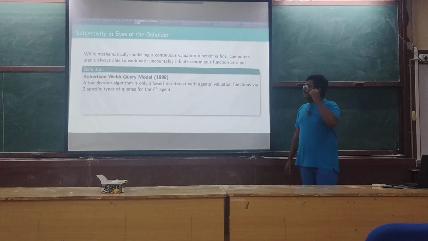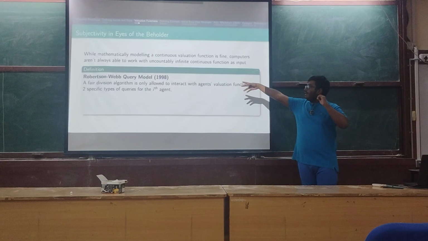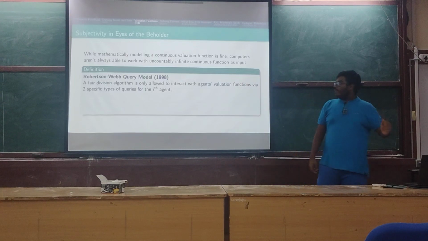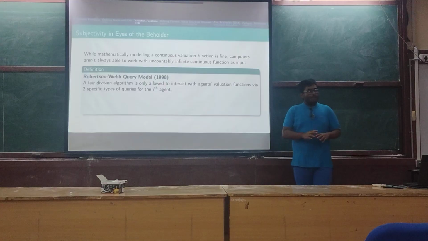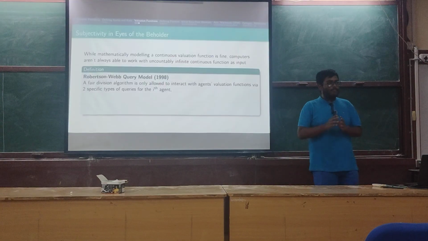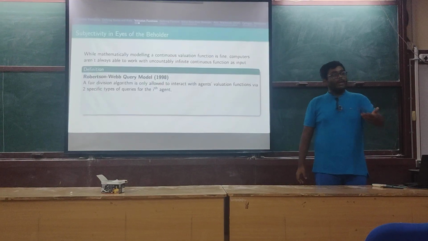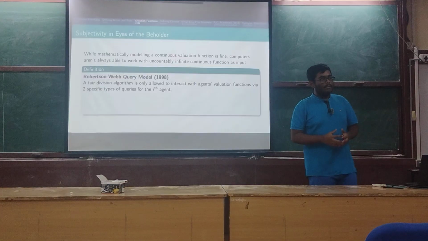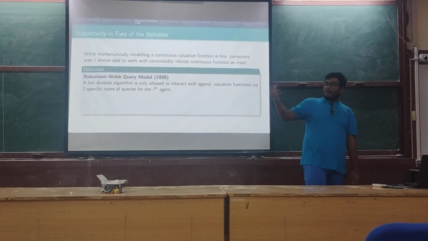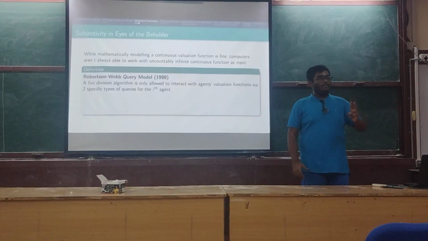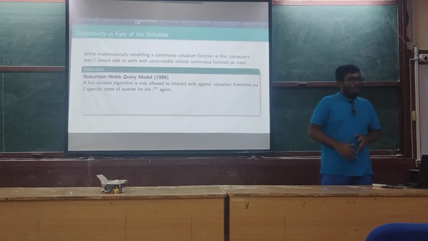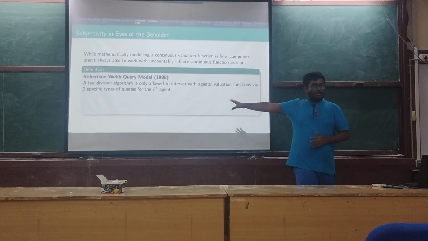So for that reason, Robertson and Webb in 1998 came up with the Robertson-Webb query model, which does not require you to know the people's subjective valuation functions. You can only query them. So instead of trying to work with the valuation functions directly, you have 2 ways of interacting with them. That is the major idea in the Robertson-Webb query model.